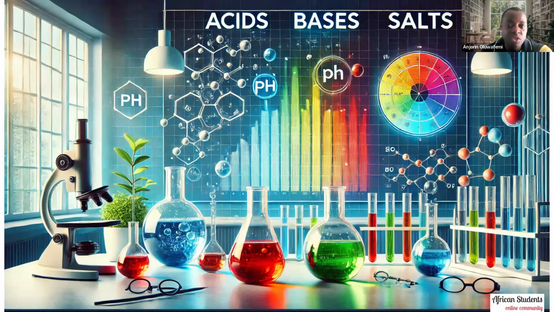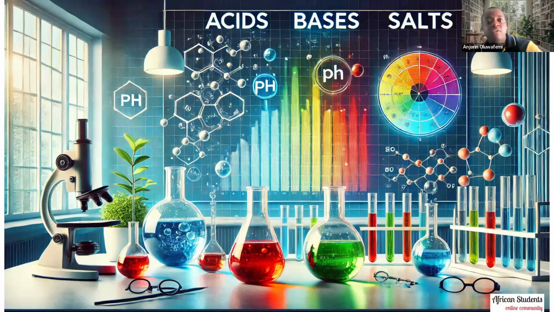And then we looked at salts. We defined what a salt is. We talked about their general properties. We also looked at their physical and chemical properties, and then we looked at their method of preparation. How do we prepare salt? So we looked at that in the previous lesson. This time around, we are going to move on to another aspect of acid, base, and salt.